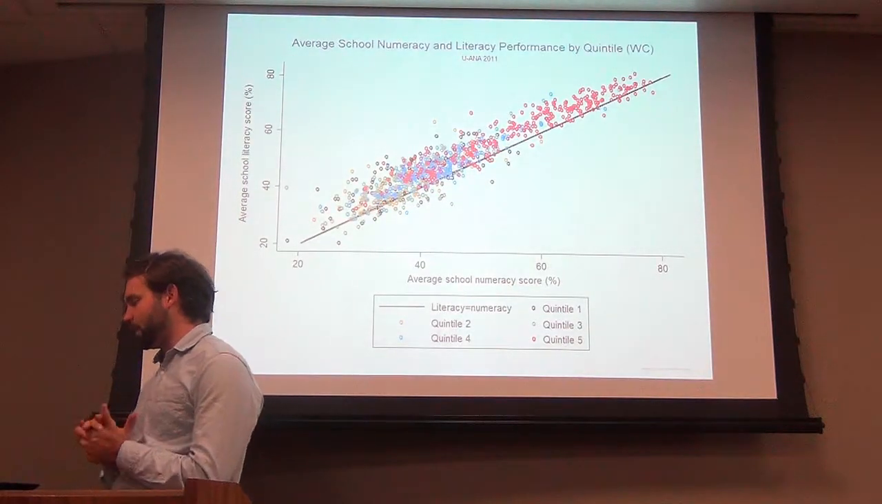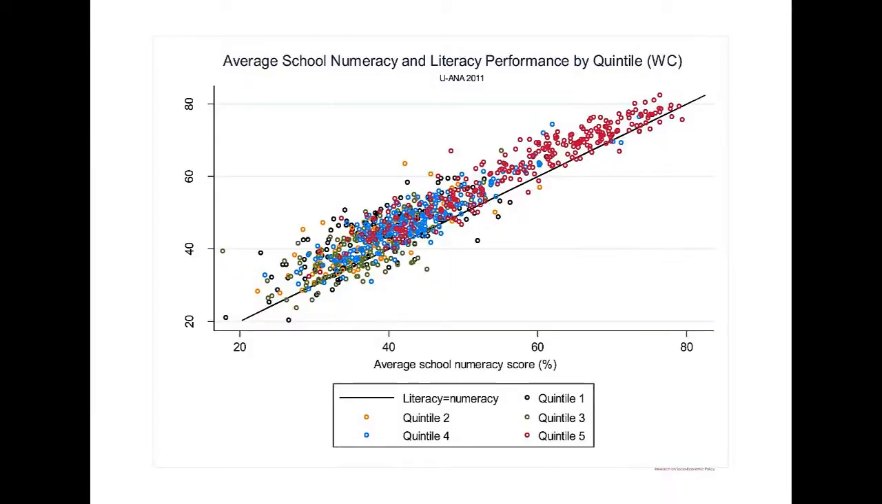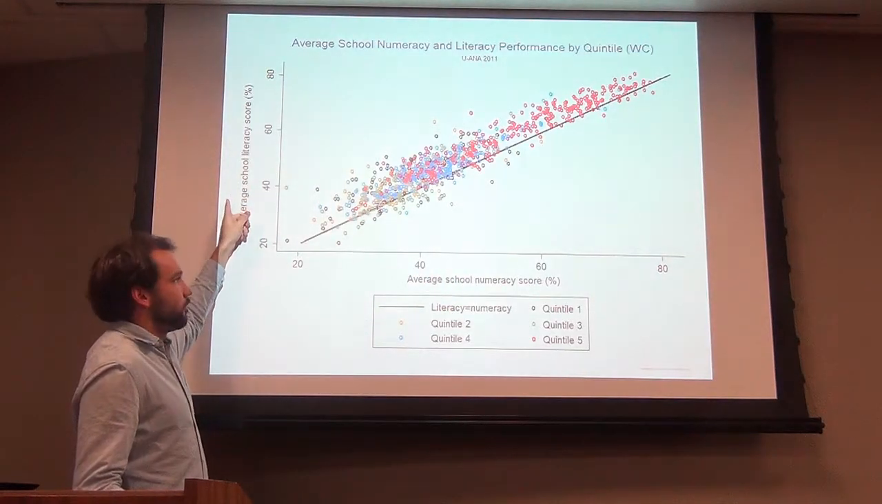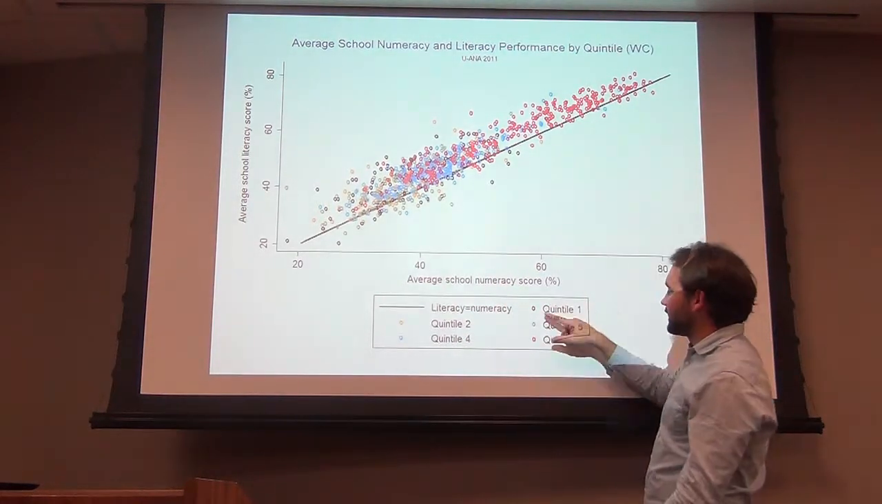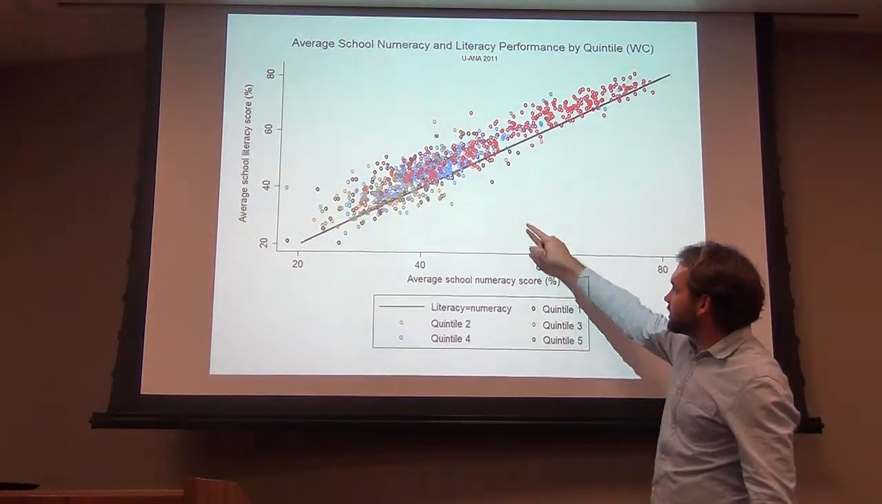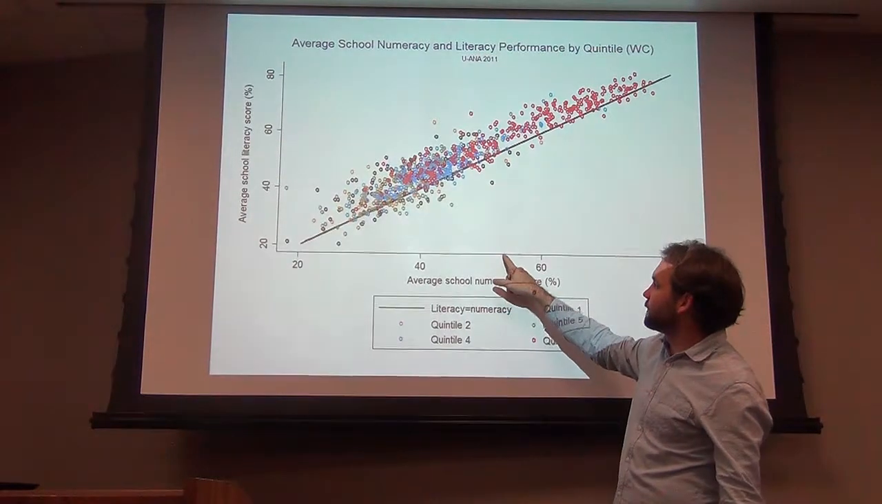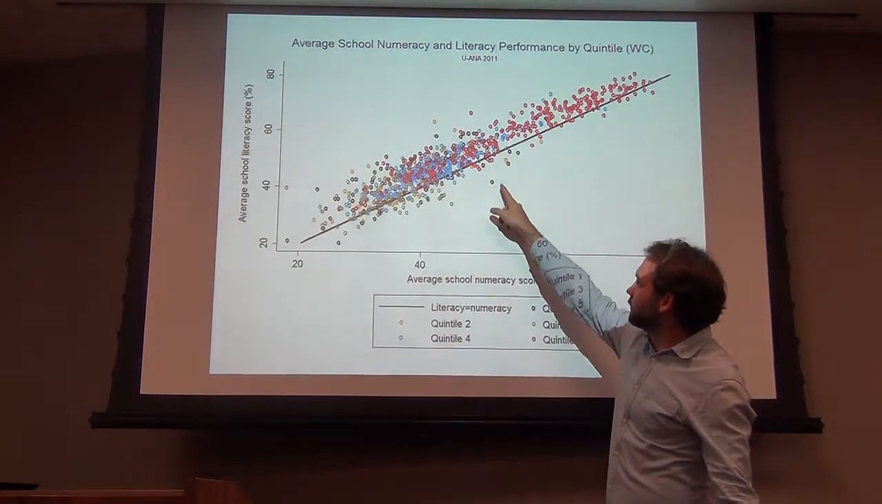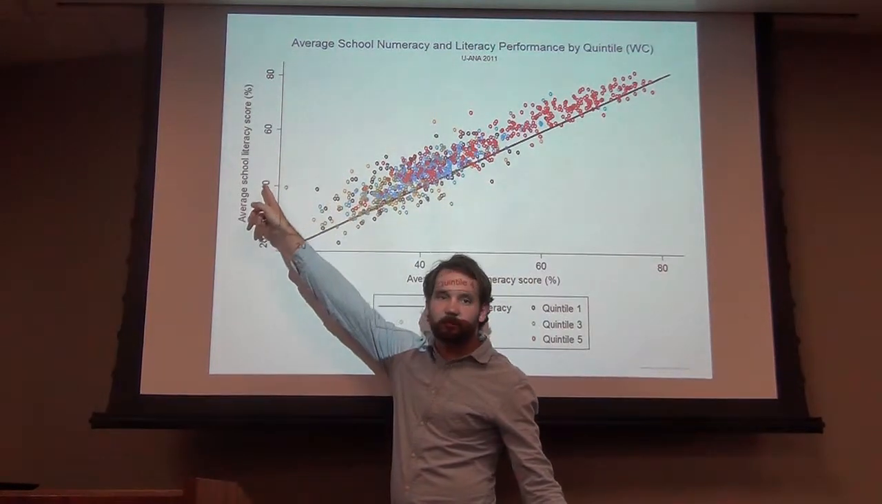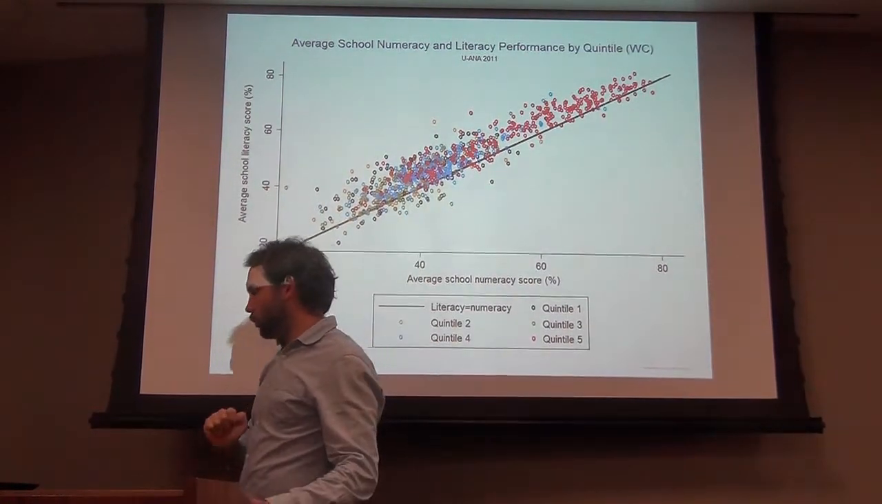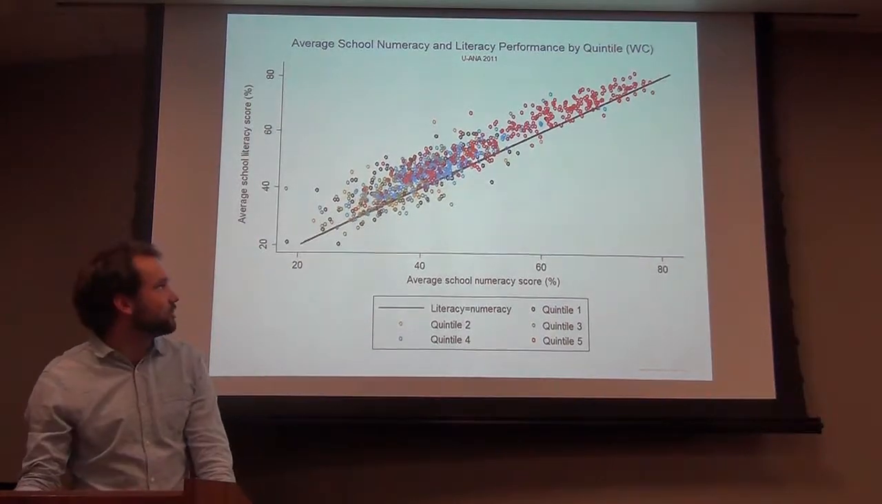This is showing you, for the Western Cape, the average numeracy score relative to the literacy score in a particular school. We've got the numeracy score on the x-axis and the literacy score on the y-axis. For this school over here, this black dot, we can see that it is a quintile 1 school. It's got about maybe 55% as its numeracy score and about 45% for its literacy score. Read across over there. So what are some of the observations here that stand out to you?